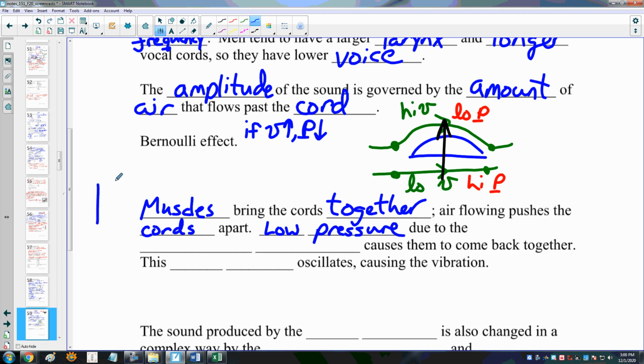The low pressure, if you imagine, these are my vocal cords. I have air coming out towards you through this little cavity, and so I have this high velocity stream of air coming through them. That's going to create a low pressure. And then those vocal cords, because they have a low pressure in between them, are going to come back together. So low pressure due to the Bernoulli effect causes them to come back together, and this low pressure oscillates, causing the vibration.